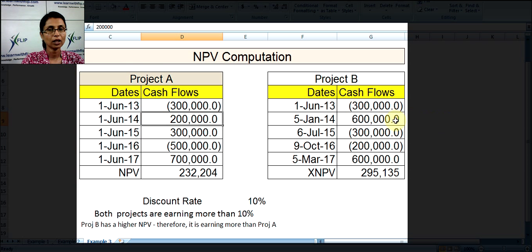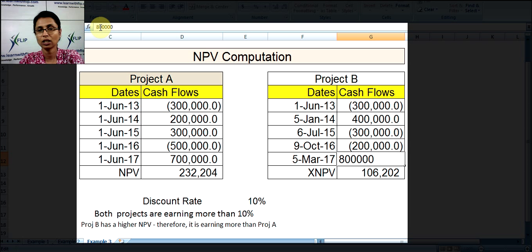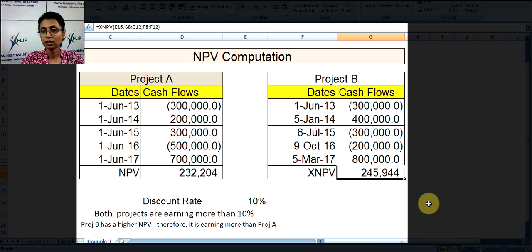And let me just show you how the NPV will come down. So let's say I make this 4 lakhs, and I make this 8 lakhs. So it's still 12, but I'm delaying the inflow. So I'm putting 2 lakhs of what I was getting here later on. Look at that. The NPV has come down to 245,944. It was earlier 295, and now it is 245.